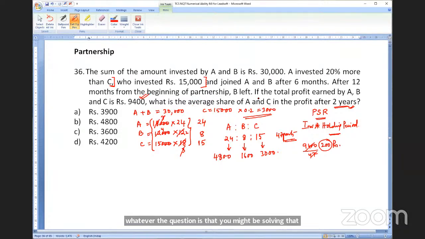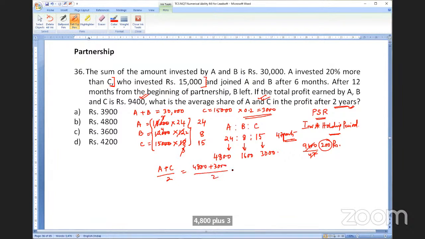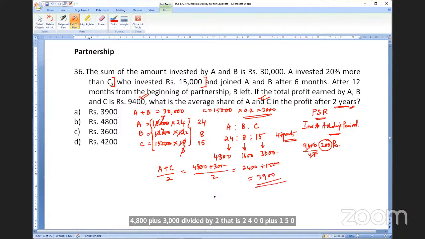What is the average share of A and C in the profit? So average of A and C is A plus C by 2, 4800 plus 3000 divided by 2, that is 2400 plus 1500, that is 3900. So average share of A and C in the profit after 2 years is 3900. That features in option A.